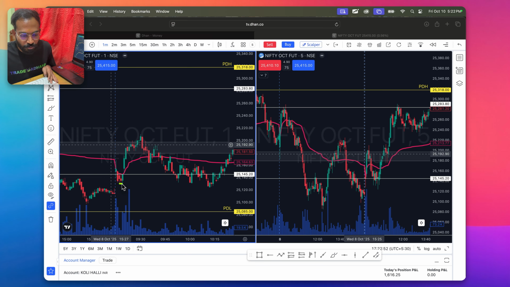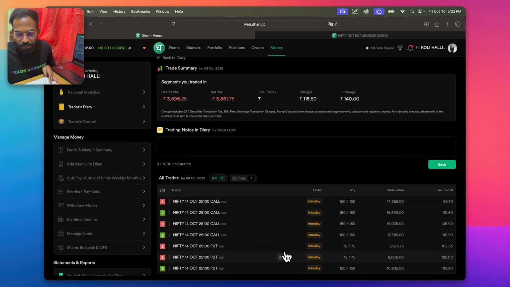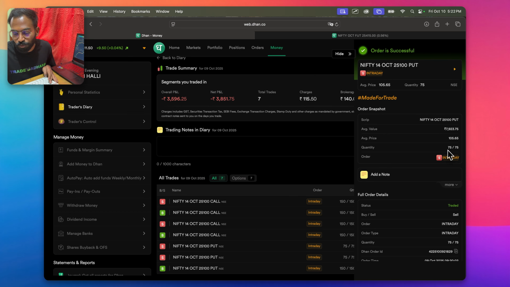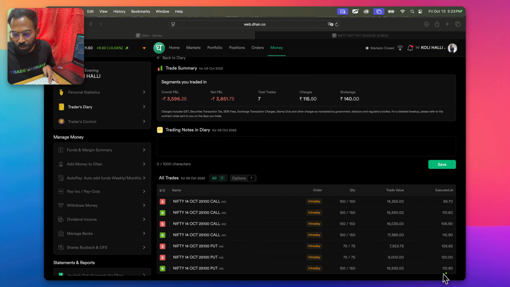So I got out with 120, and the remaining 1 lot I got out with a slight loss, around 105, because my entry was around 112. My first exit was 120, and my second exit was 105. I think I was up almost 500 rupees on this one.